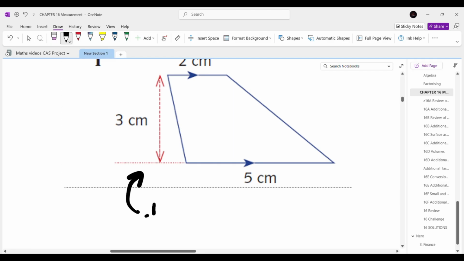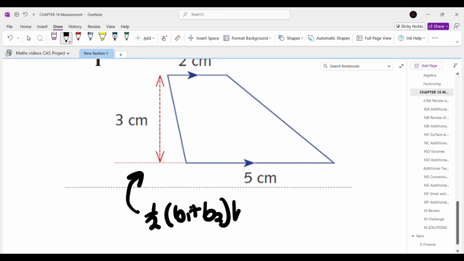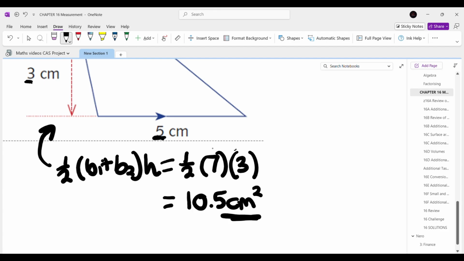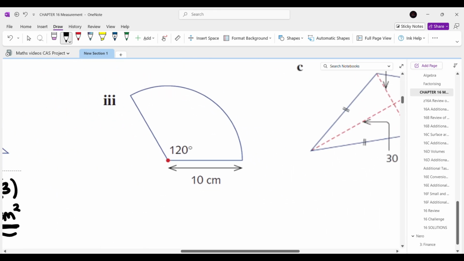So remember, it's half b1 plus b2 times height. We have our perpendicular height here of 3 centimeters, and our two bases are 2 and 5. So it's half, 2 plus 5 is 7, half 7 times 3. So half of 7 times 3 is just half of 21, which is approximately equal to 10.5 centimeters squared. And make sure you're doing it in centimeters squared. Make sure you always include your units, because we are doing a measurement calculation.